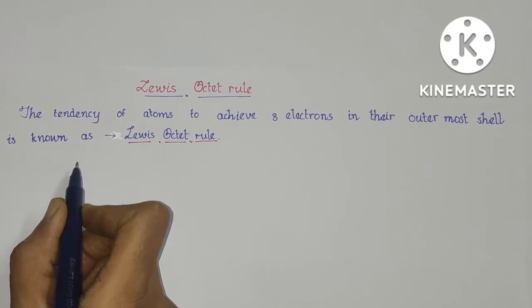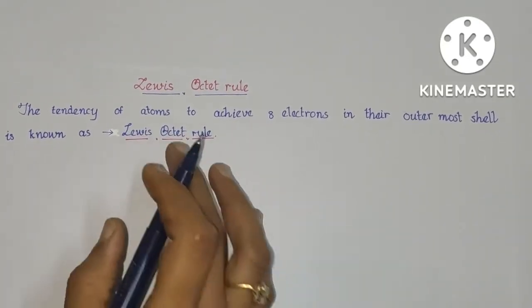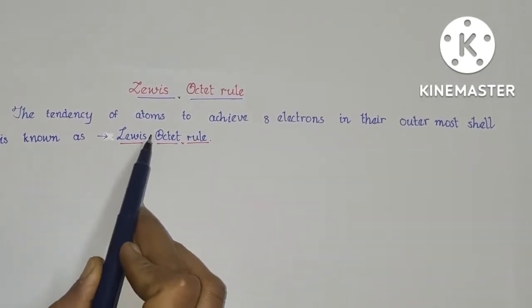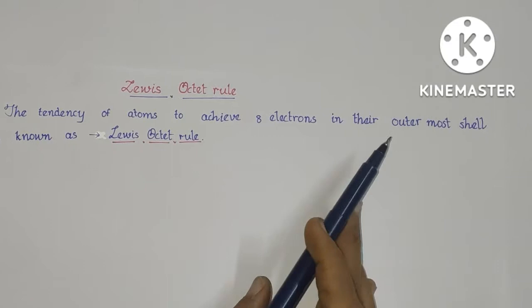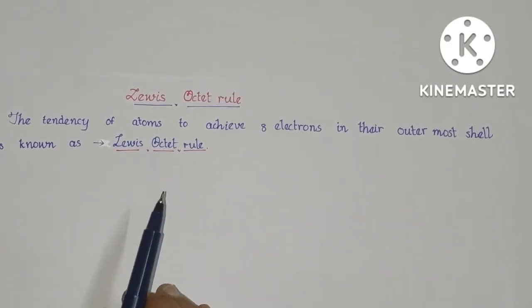Hi students, now I am explaining the Lewis octet rule in chemical bonding. The definition of the Lewis octet rule is: the tendency of atoms to achieve 8 electrons in their outermost shell is known as the Lewis octet rule.